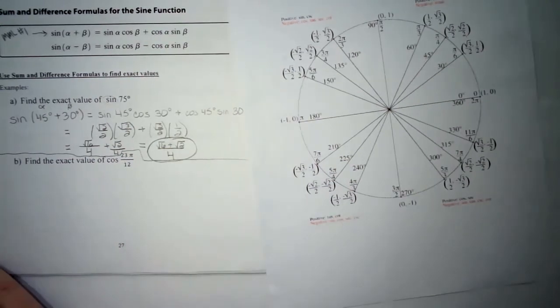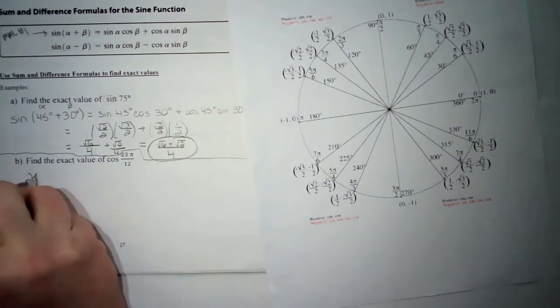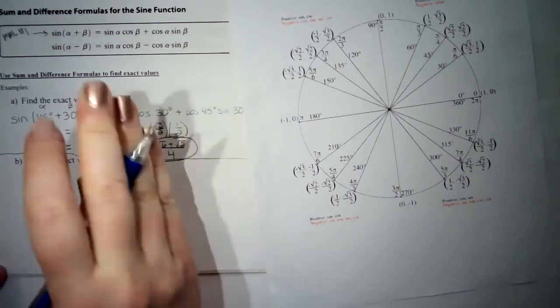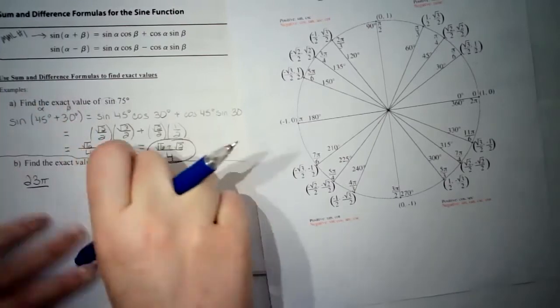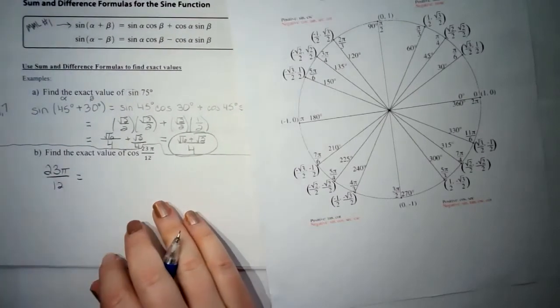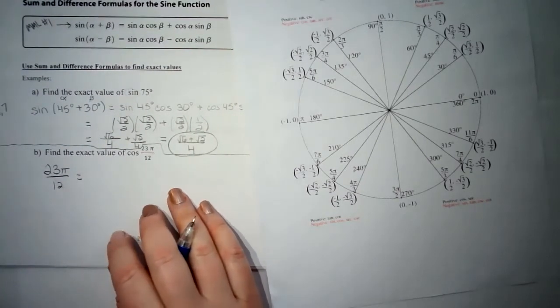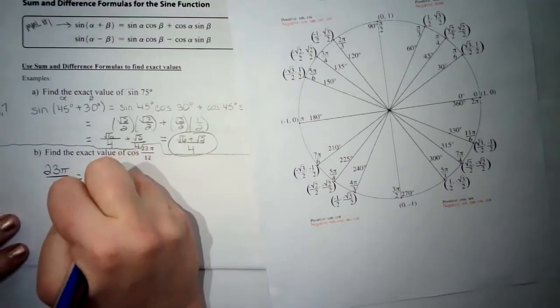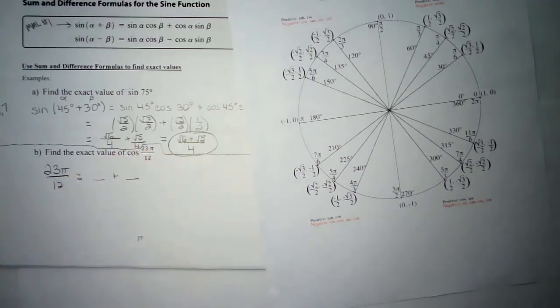Let's find cosine of 23 pi over 12. That's obviously not clearly on the unit circle, which means we are going to need two fractions, that either add together or subtract. I'm an add kind of gal if I can make it work. So I'm going to say we want to add two things together that are going to end up being 23 pi over 12.